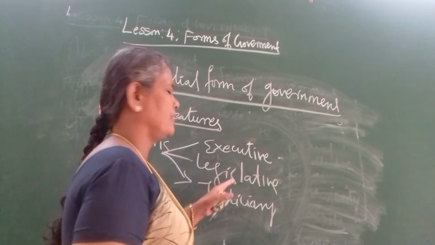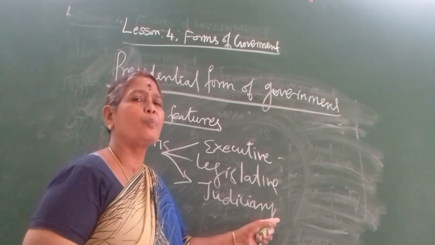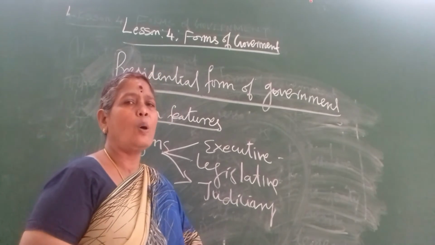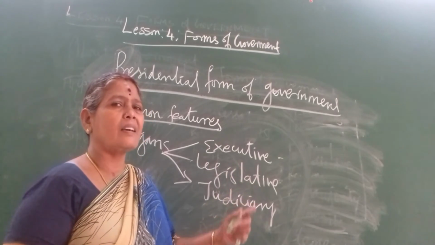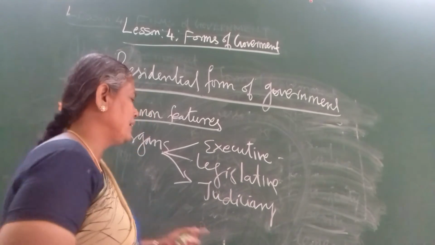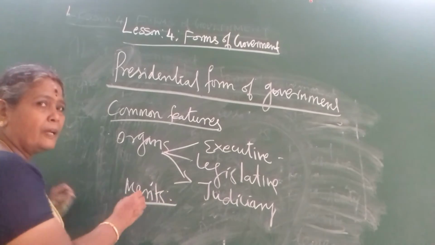Executive, as I already said; legislature, the law-making body; judiciary, starting from the Supreme Court, Chief Justice, down to the lower courts. So these three organs, their powers are what we say separated. Next we see the merits of the presidential form of government.